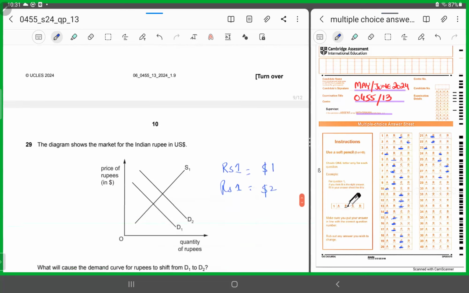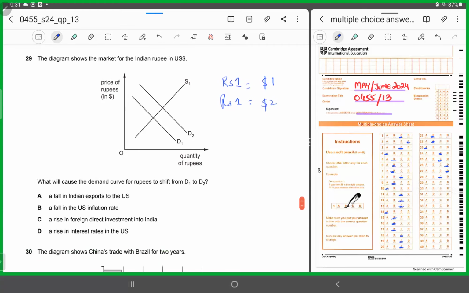Number 29. Number 29 shows the market for the Indian rupee in US dollars. Now they've given you the supply curve and the demand curve. On the vertical axis, they've given us the price of rupees in dollars. On the horizontal axis, they are giving us the quantity of rupees. Initially, the demand curve was D1. Now the demand curve is shifting outwards towards the right.